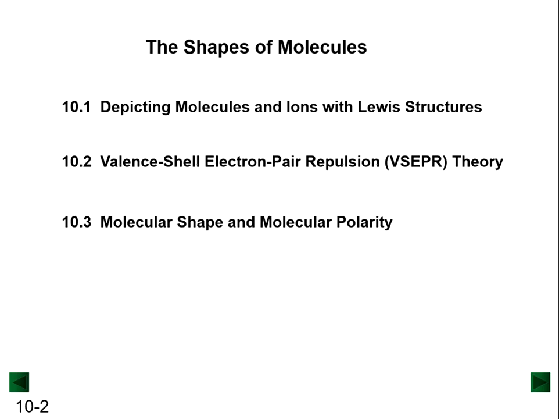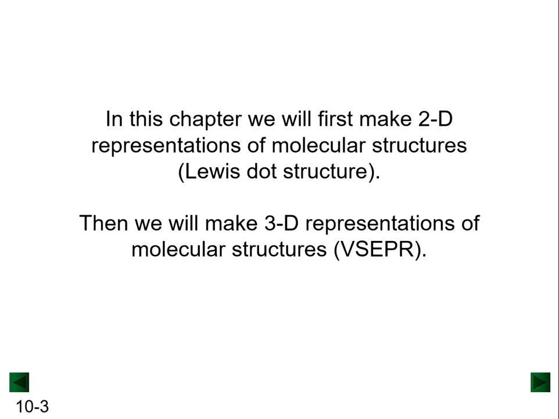These approaches turn out to be extremely useful in understanding main group reaction chemistry, predicting reaction mechanisms, and understanding molecular structure and properties, and they're crucial for organic chemistry. So I'll first make 2D representations of molecular structures. These are what we'll call Lewis dot structures. And then we're going to move on to three-dimensional representations of molecular structures with VSEPR.